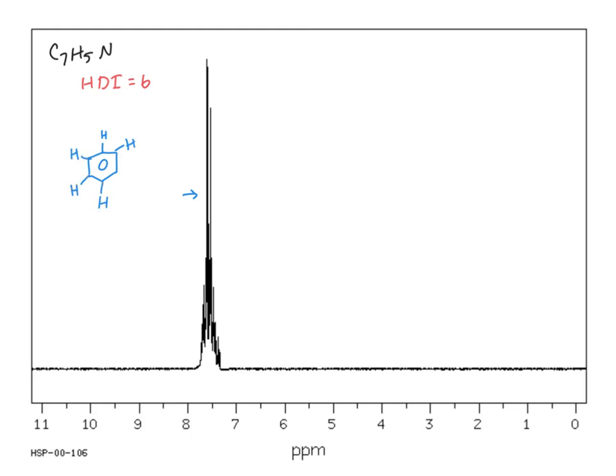And what we're left with is a carbon and a nitrogen atom, which gives us a cyano group or nitrile. So our answer to this question is benzonitrile.